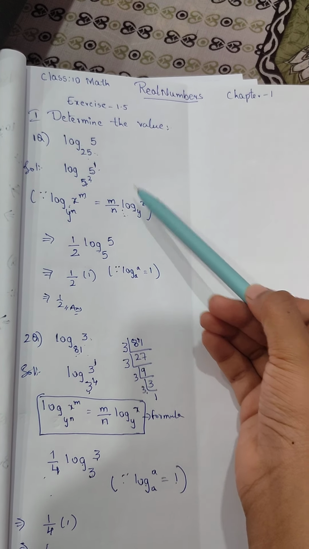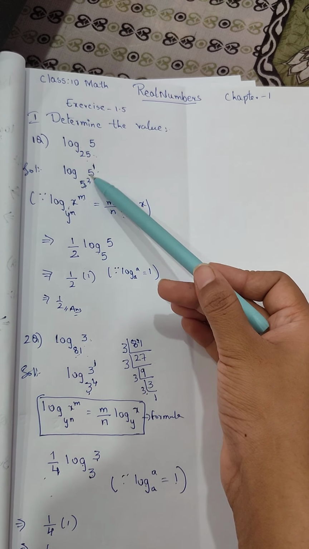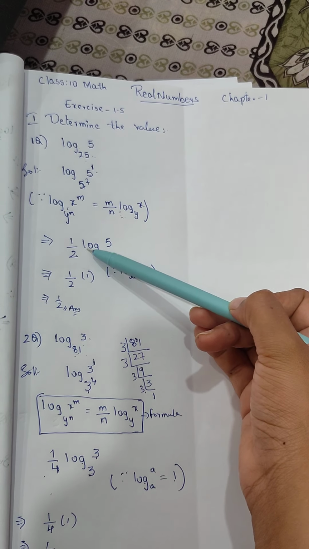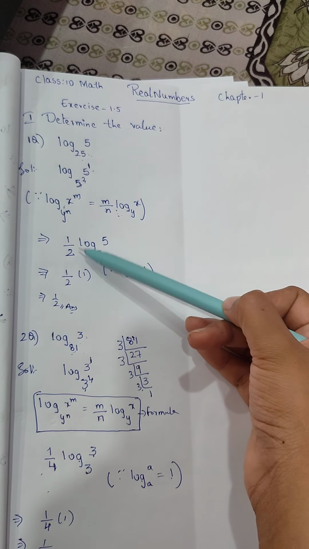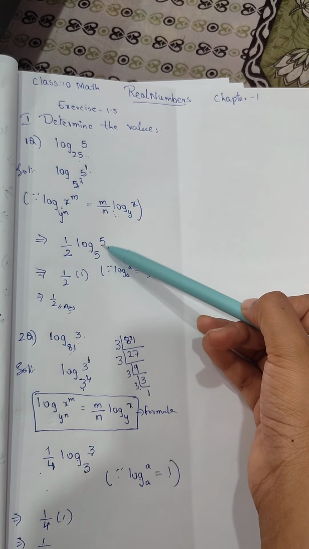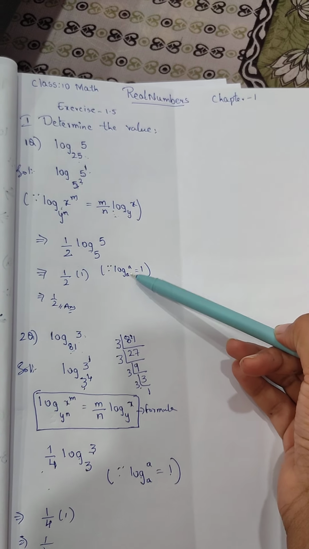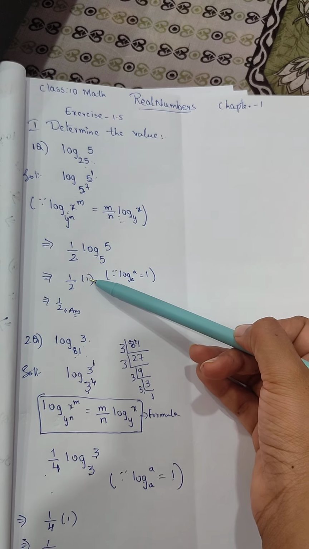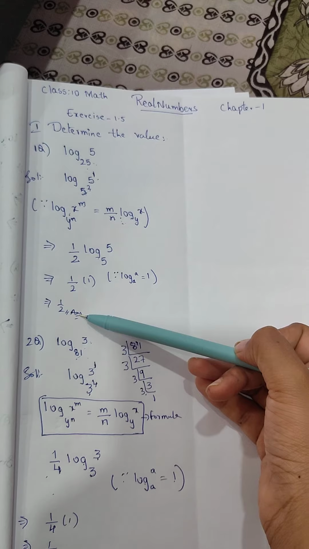Now by using this formula we express it like this. The powers are 1 and 2, so 1 by 2, log, and we write the same base 5 and argument 5. So 1 by 2 log base 5 of 5. Now when the base and the argument are the same, we get 1, by the formula log a base a equals 1. So log 5 base 5 is nothing but 1. So 1 by 2 into 1 is 1 by 2. The answer is 1 by 2.